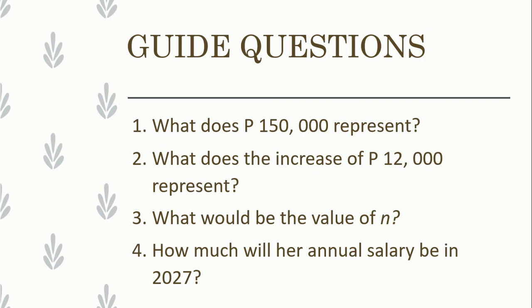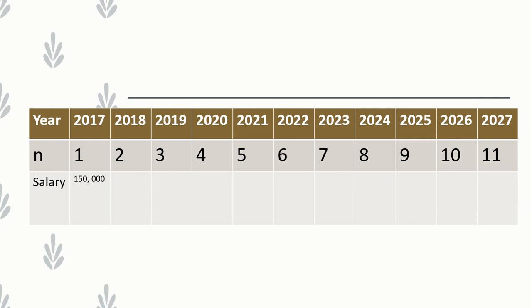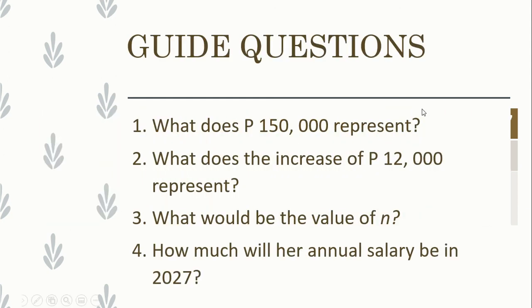Why? Because 150,000 is the first term that is representing the year 2017. To show that the number of terms is 11, we have here a table showing the relation of the year, the number of terms n, and the salary, which represents the terms of the sequence. Since 150,000 is the starting annual salary, it clearly implies 150,000 is the first term, and therefore included in the number of terms. Is it clear?